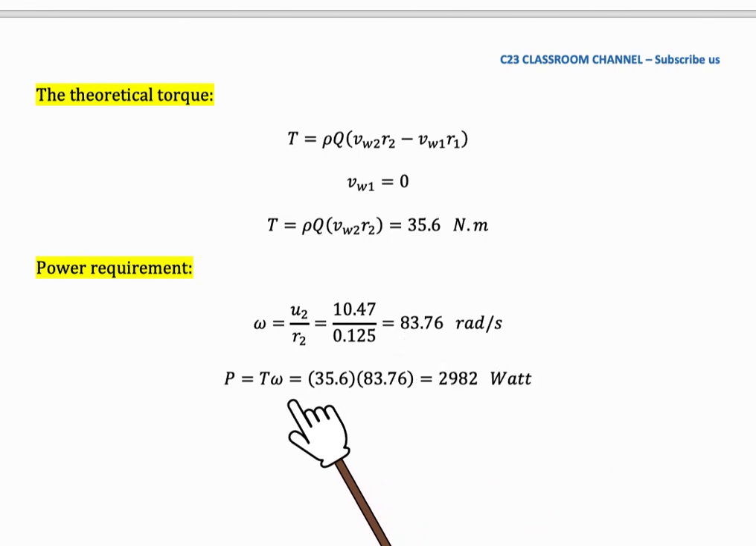We substitute the value of omega and the value of torque that we calculated previously. We get the power requirement for this pump equal to 2982 watts.